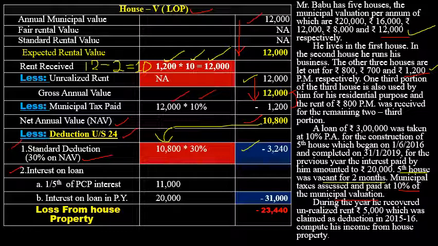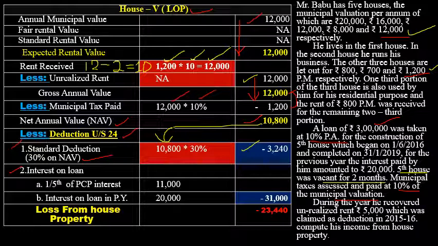So here in case of fifth house, SSC has borrowed rupees 3 lakh as a loan for the construction of this house, and rate of interest is 10%, and construction was begun on 1st June 2016. That is the date when the loan was borrowed, and the construction completed on 31st January 2019. So SSC borrowed the loan for the construction of the fifth house. Therefore we have to give the deduction under section 24 under the category of interest on loan.